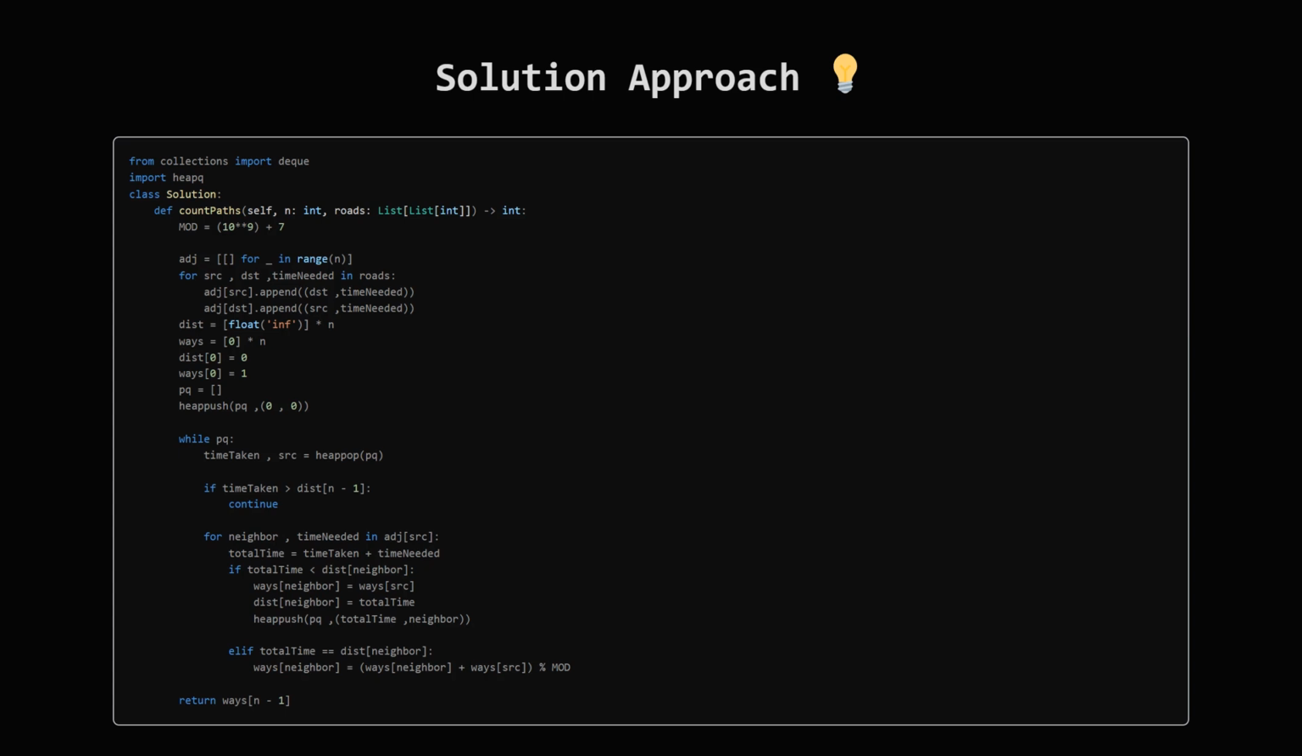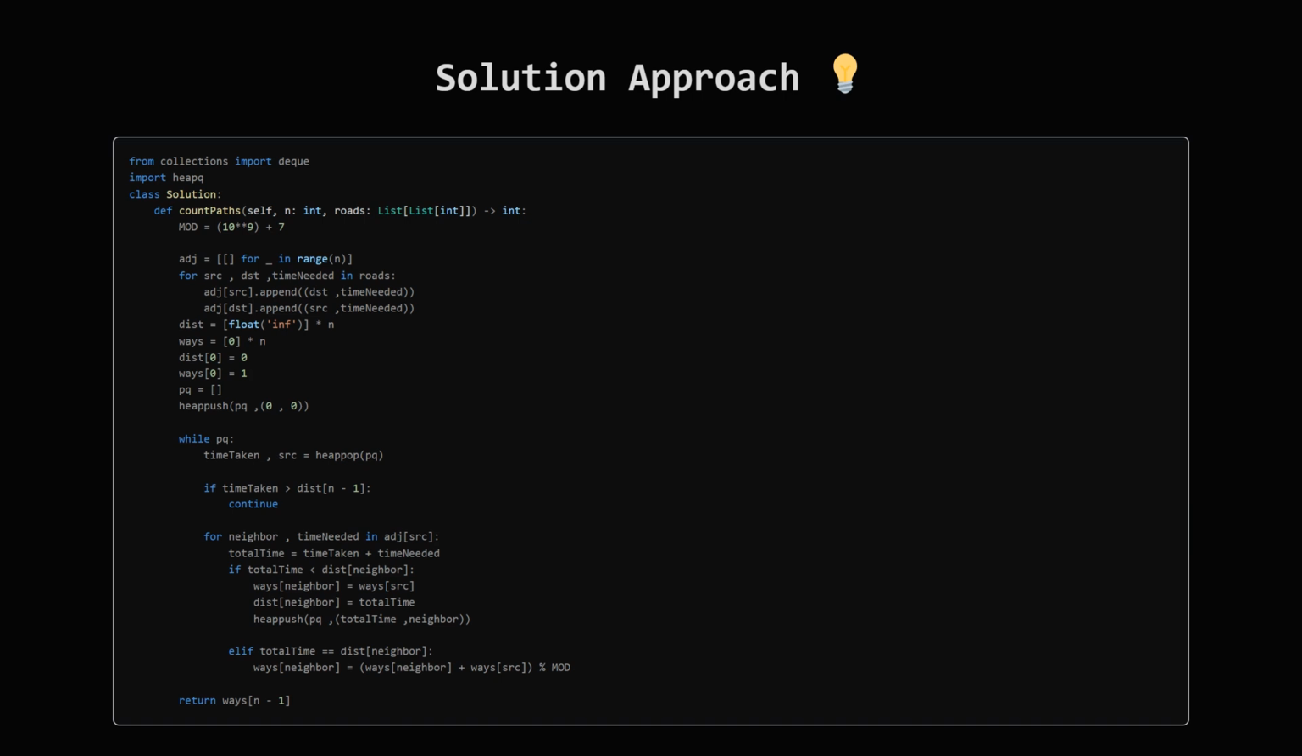Here's my solution. I used Dijkstra's algorithm to find the shortest paths. I created an adjacency list to represent the graph. Then, I used a priority queue to keep track of the nodes to visit, prioritizing those with the shortest time. Dist stores the shortest time to reach each node, and ways stores the number of ways to reach each node in that shortest time. I initialize dist[0] to 0, and ways[0] to 1.